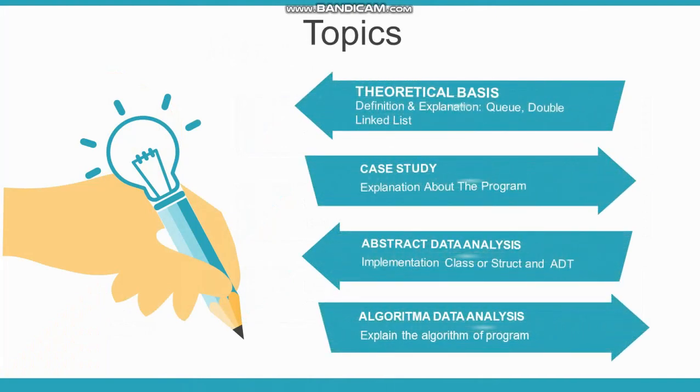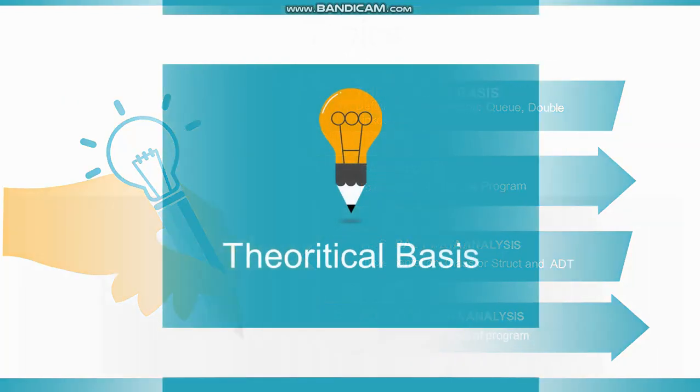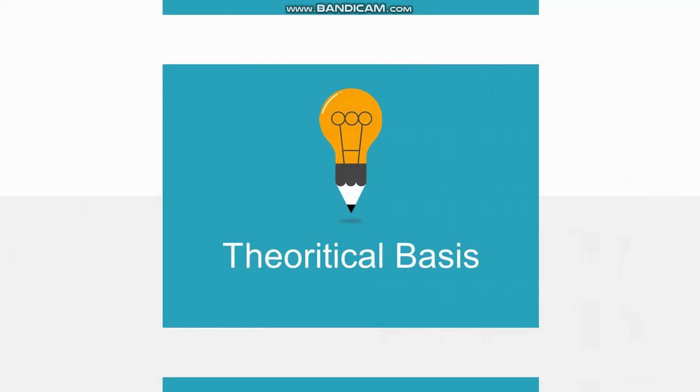In this presentation, we will discuss, first, the theoretical basis, which is about the definition and explanation of queue and doubly linked list. Second, the case study, which is about an explanation of the program. Third, abstract data analysis, which is about the implementation of class or struct and ADT, or abstract data type. Fourth, algorithm data analysis, which is about explaining the algorithm of the program. First, we will discuss the theoretical basis.